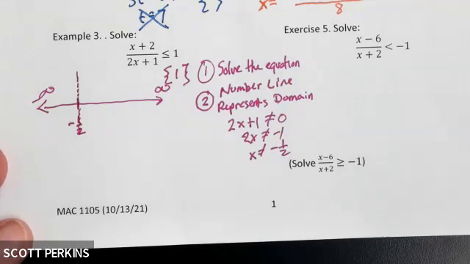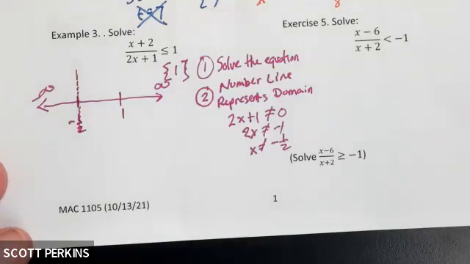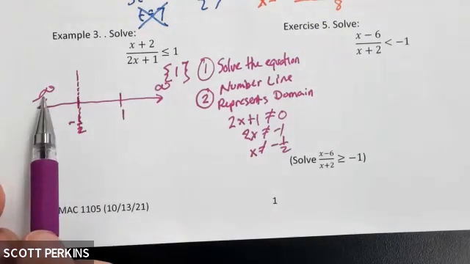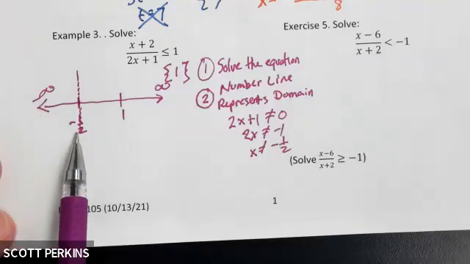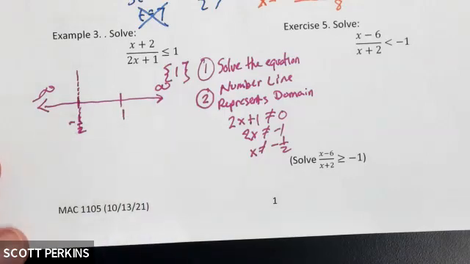There are no other asymptotes in this problem. Great. My point of equality is 1. So I have now broken up my number line into 3 intervals that I have to check. I have negative infinity to negative 1/2, negative 1/2 to 1, and then 1 to infinity.